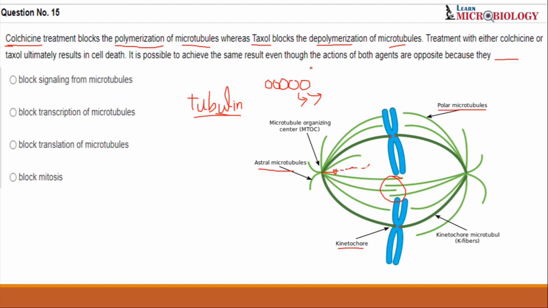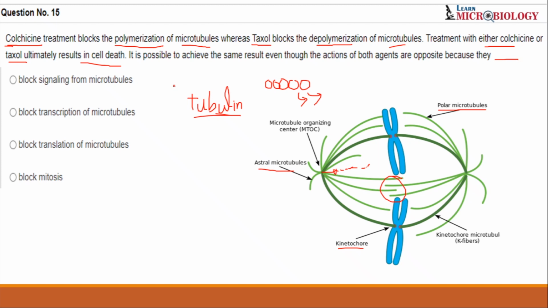Now what happens if depolymerization is blocked? There will be no anaphase, because the microtubule will never get shortened. Your chromosomes will not be pulled towards the opposite poles. Yes or no? Hence they say that if you treat the cell with colchicine or if you add Taxol to this particular cell, it will result in cell death. Right, because it cannot undergo mitosis.